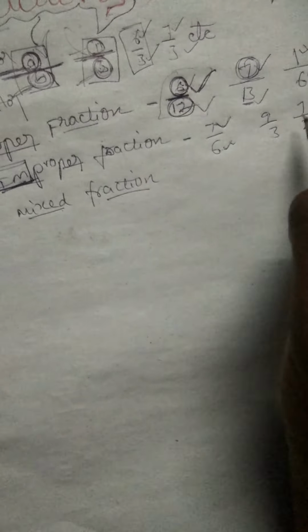9/3, 7/2, 7/6. These all are called as improper fractions.